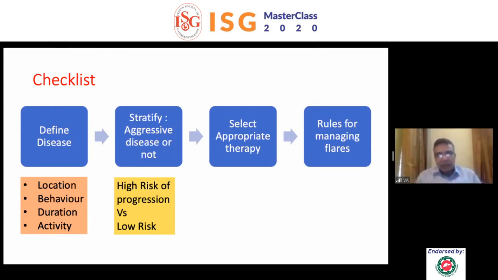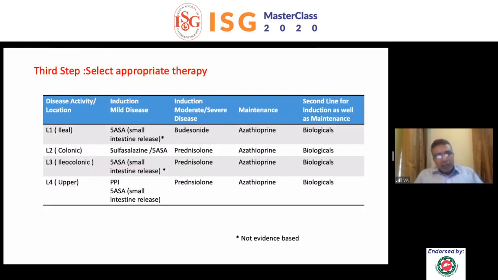This is when you're managing patients. So once you have done that, we come to selecting appropriate therapy. Now, I put a table out here in terms of the regular treatment which is used. When we say regular treatment, that's a step-up approach. What do we mean by step-up approach? That is escalating the treatment according to the disease activity.